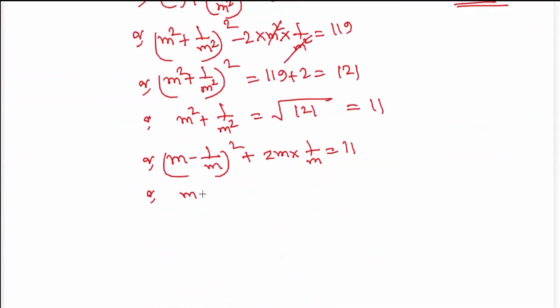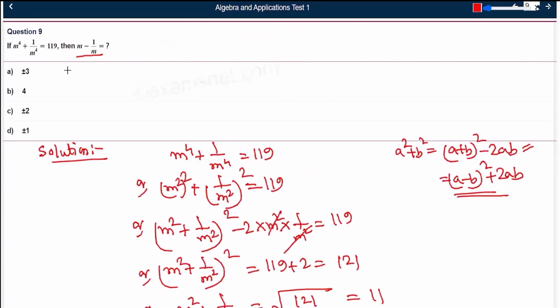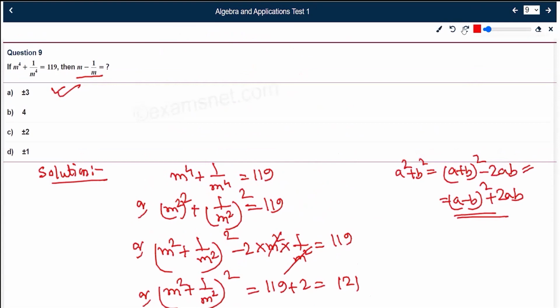Okay, so m minus 1 by m whole square is 11 minus 2, 9. Again, square root both sides, plus minus root 9. That would result in plus minus 3. So here option A is the correct one. Okay. Let's move towards the next question.